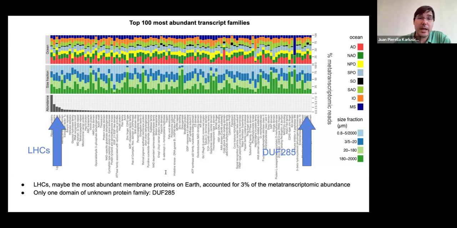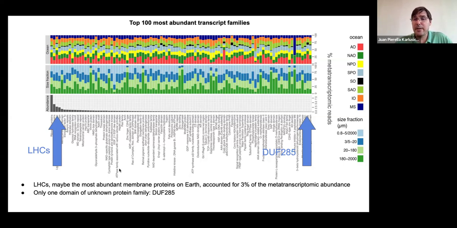And for this, here I am displaying the list of the top 100 most abundant transcript families at global ocean scale, how they are distributed according to the different ocean regions, and the distribution according to their size fractions. For the sake of time, I want to highlight a couple of cases. For example, light harvesting complex, which are the chlorophyll A-B binding proteins, are the most abundant of these families, with 3% of the total metatranscriptomic signal or abundance corresponding to this family.